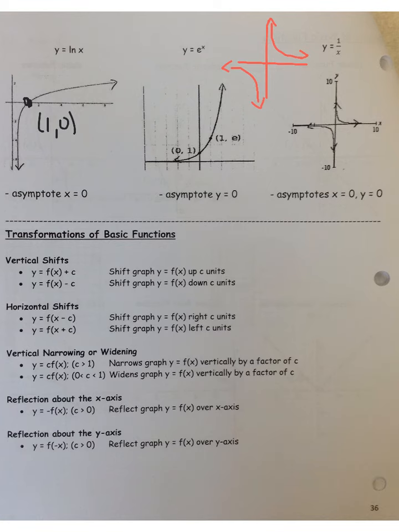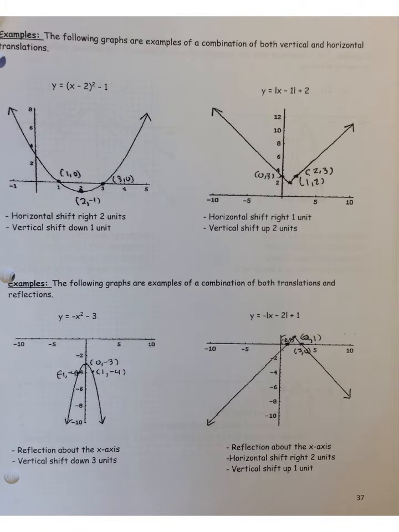Okay. All right, then we have the reflection about the x-axis. I don't know if you really need to know this all that much, to be honest with you. I think you can eyeball it better. But basically, you would negate the function. If we are reflecting around the y-axis, the x gets negated. Alrighty, so here are just some examples of some shifts.